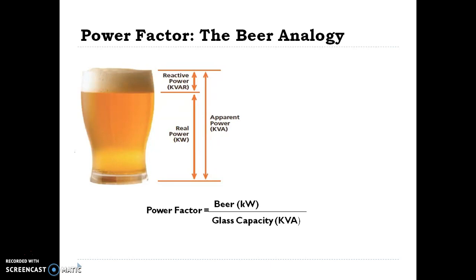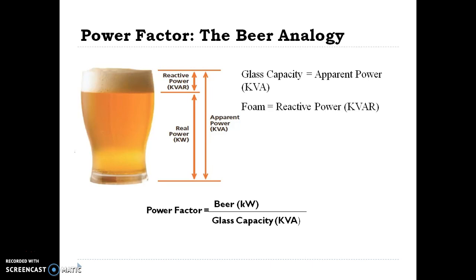The real power is the beer. The apparent power means the capacity of the glass, because we are paying the amount for one glass of beer. From this we can clearly understand the glass capacity of beer is called as apparent power kVA. The foam is called as a reactive power kVAr, and beer is called as the real power kW. So the power factor is equal to beer divided by the glass capacity. That's why the power factor plays an important role in the AC circuits.